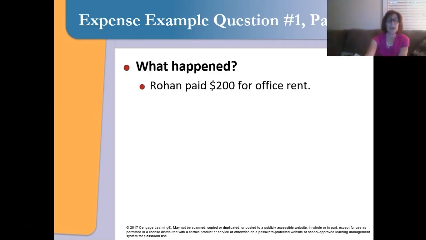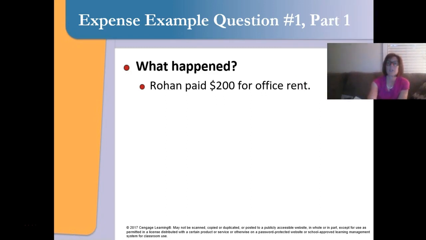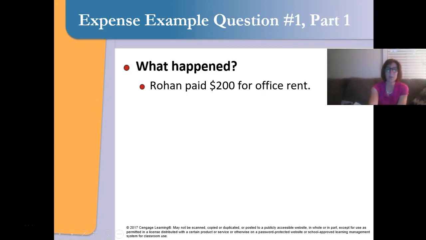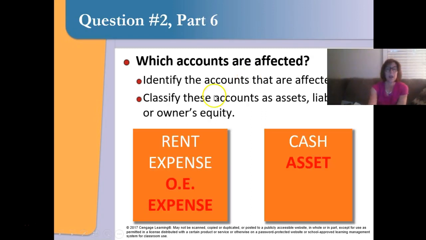And so now we have another transaction. And Rohan paid $200 for office rent. So how do we, again, characterize that in terms of what accounts were impacted by that transaction? So he had an expense for rent. And what did he use to pay that? He used cash.